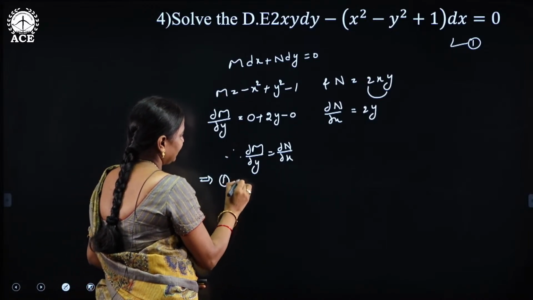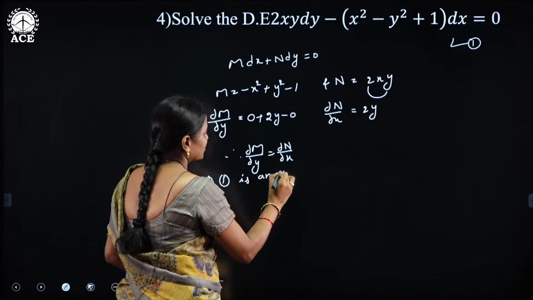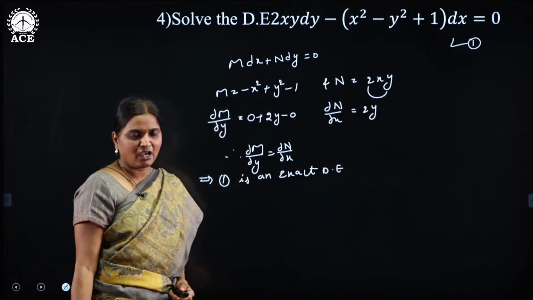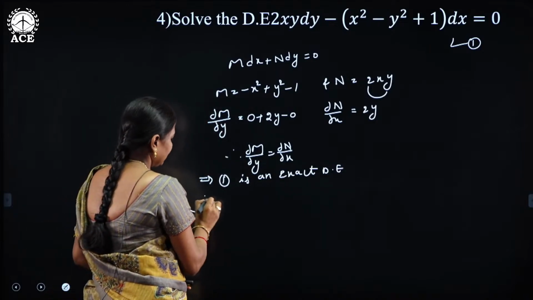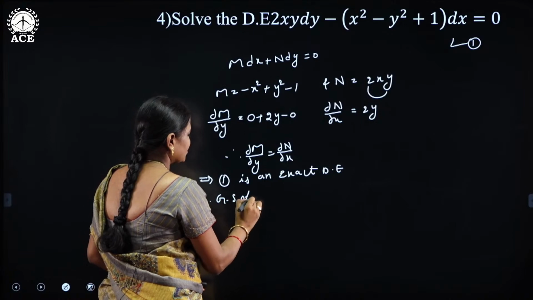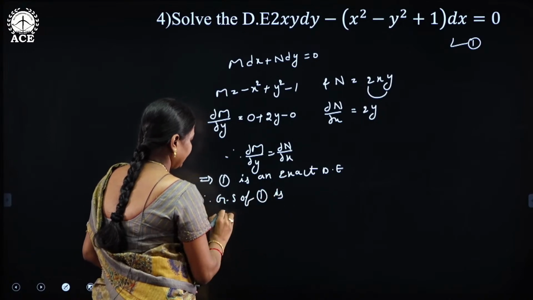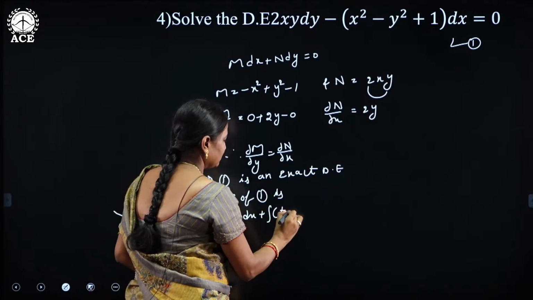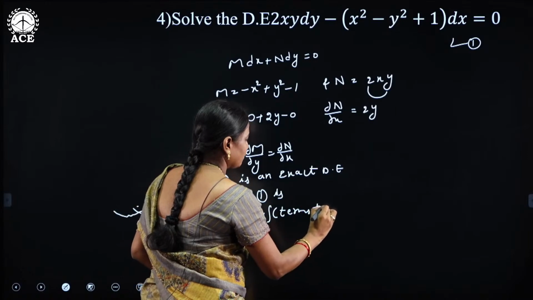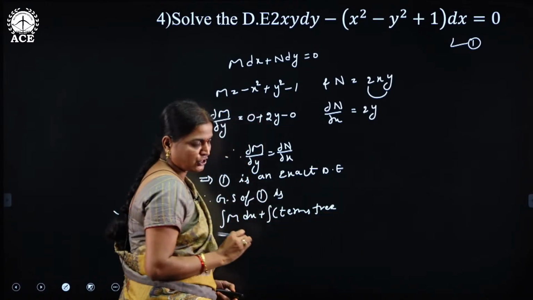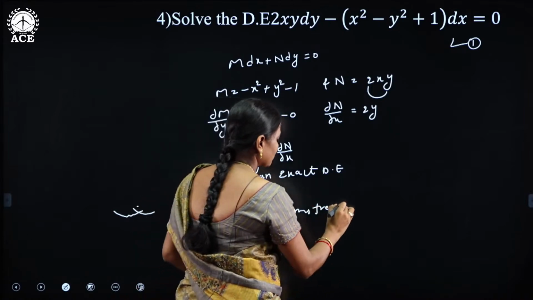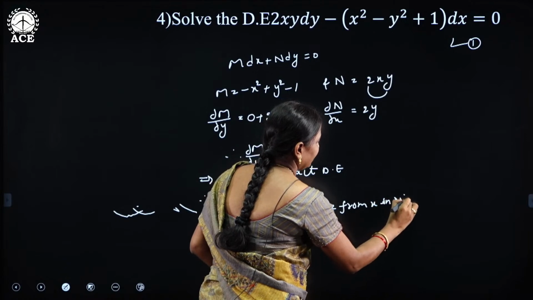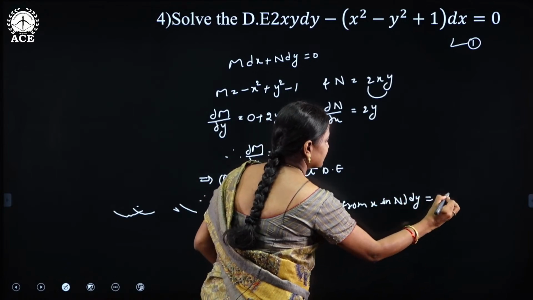an exact differential equation. If it is an exact differential equation, how to write the solution? So the general solution of equation 1 is integral m dx plus integral of terms free from x in n into dy is equal to c. This is the formula to write the general solution of an exact differential equation.